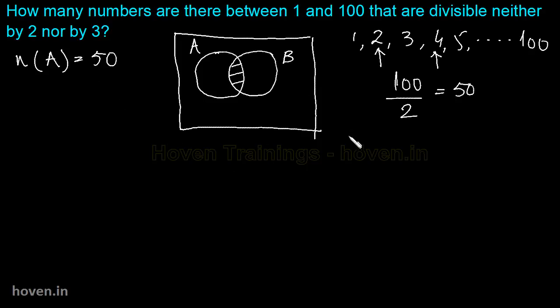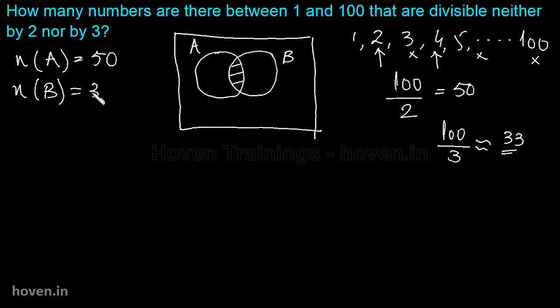Okay, now again look at this. 3, 6, 9 and so on. So every third number is divisible by 3. So how many numbers will be there between 1 and 100? We can say 100 by 3, which is approximately equal to 33, round figure. So we can say N(B) is equal to 33. There are 33 numbers between 1 and 100 that are divisible by 3 at least. So according to our set notation, N(A) is 50 and N(B) is 33.